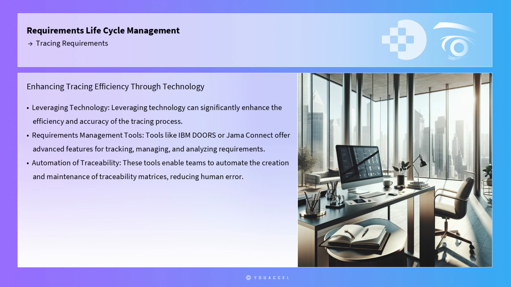Furthermore, leveraging technology can significantly enhance the efficiency and accuracy of the tracing process. Requirements management tools, such as IBM Engineering Requirements Management DOORS or Jama Connect, offer advanced features for tracking, managing, and analyzing requirements. These tools enable teams to automate the creation and maintenance of traceability matrices, reducing the risk of human error and ensuring that all changes are accurately documented and communicated.